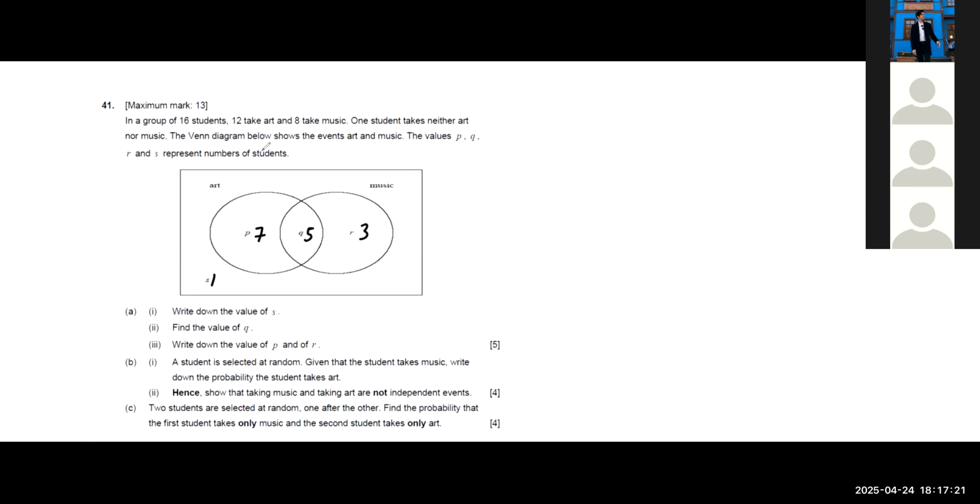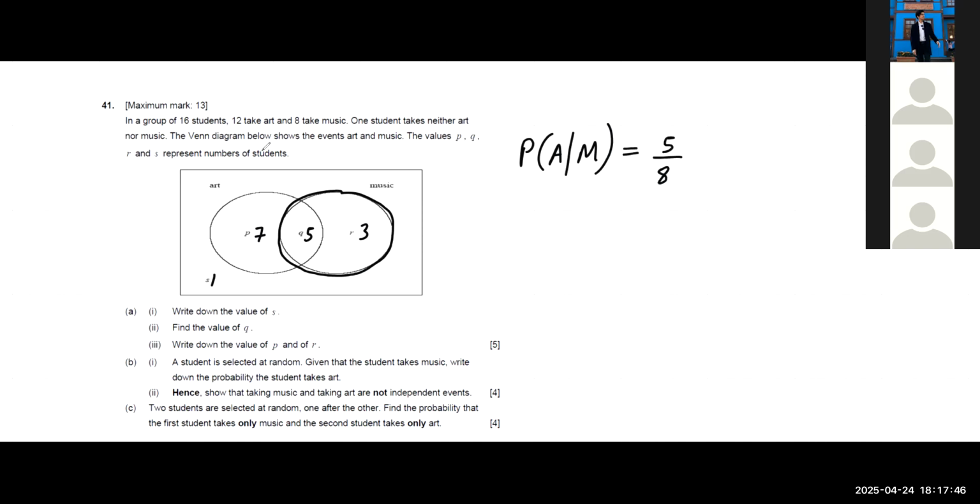If you're taking music, then you're only talking about this circle of people now, which means 8 people in total. What's the probability that out of these 8 people, the person you picked also is doing art, given that he takes music? So you write it like this: art, given that you take music, okay? It's going to be 5/8, right? Is this okay? Good.